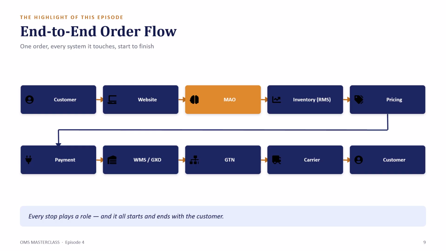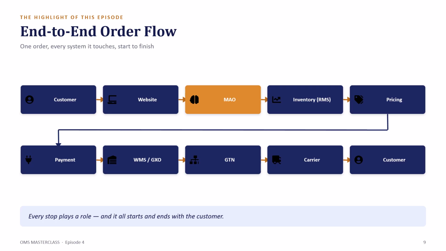From there, MAO talks to different systems depending on what is needed. If inventory information is required, it works with RMS. If the order needs to be picked and packed, it sends the request to WMS. If transportation planning is involved, GTN comes into the picture. And if a third party warehouse is fulfilling the order, MAO coordinates with GXO.